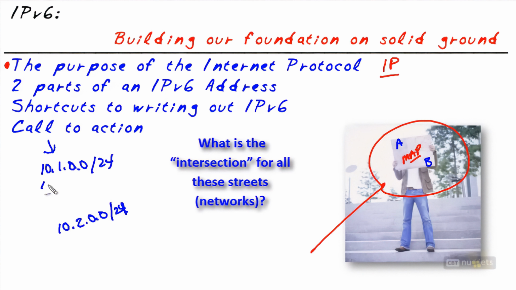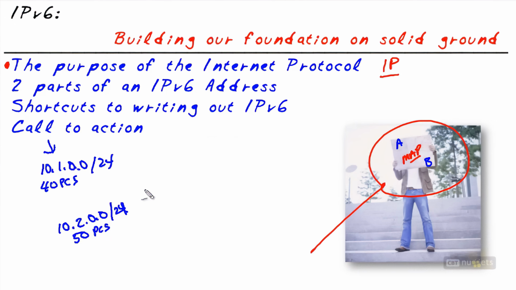So maybe I have 40 PCs here. I've got 50 PCs here. What is the intersection that brings those streets together? Now, if you're screaming out saying, Keith, the intersection of two different streets is a hockey puck with an R on it, you'd be absolutely right. So we are on the same sheet of music. The router is the intersection between our networks.